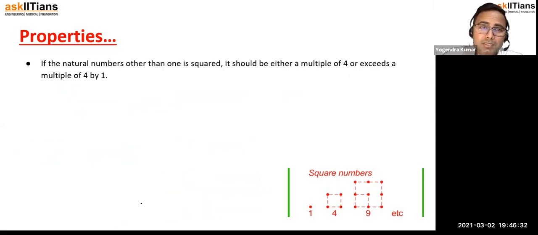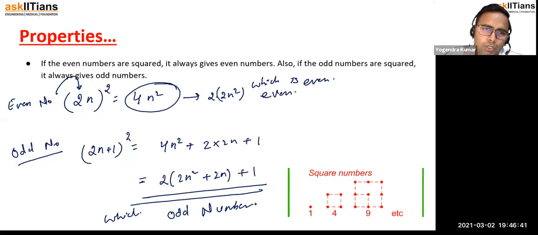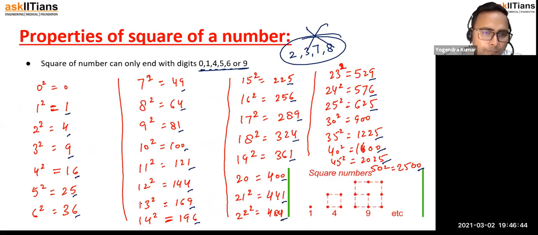If a natural number other than 1 is squared, it should be either a multiple of 4 or exceed a multiple of 4 by 1. Okay, let's see this property. 1 is not a multiple of 4, other than 1 they are saying. So 4 is a multiple of 4. 9 is exceeding a multiple of 4 by 1. 16 is a multiple of 4. 25 is exceeding a multiple of 4 by 1. 36 is a multiple of 4.